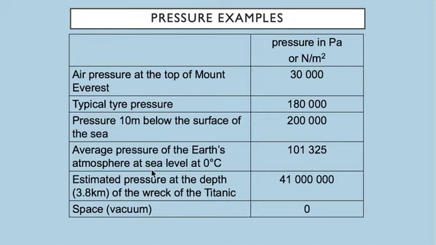So if we look here, first of all, at sea level at 0 degrees, we have 101,325 pascals. That is the pressure that we sort of walk around in every day. If we were to go up to the top of Mount Everest, then it would reduce to about a third, 30,000 pascals, 30,000 newtons per meter squared. Typical tyre pressure in a car might be 180,000. And if you just go 10 meters under the sea, it'd be 200,000 pascals. And if you go down 3.8 kilometers under the sea, then it'd be 41 million pascals, 41 million newtons per meter squared. But if you're in space, where there are no particles, then the pressure would be 0.